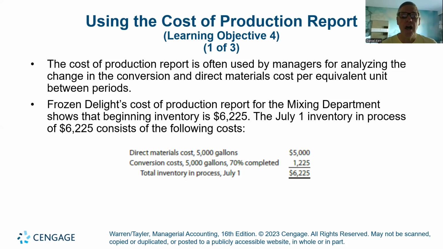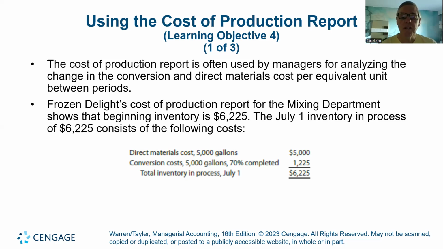So at the beginning of July, we have inventory of 5,000 gallons. This is frozen delight, so I think this is the ice cream example that we've been talking about. So the total cost of the beginning inventory is $6,225. Now that beginning inventory as of July 1st represents the cost of production in June, because remember, as I think Jair pointed out to us, the ending inventory of one period becomes the beginning inventory of the next period. So we've got $6,225 in the beginning inventory.